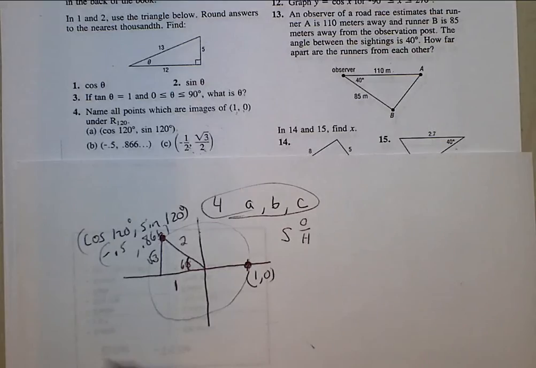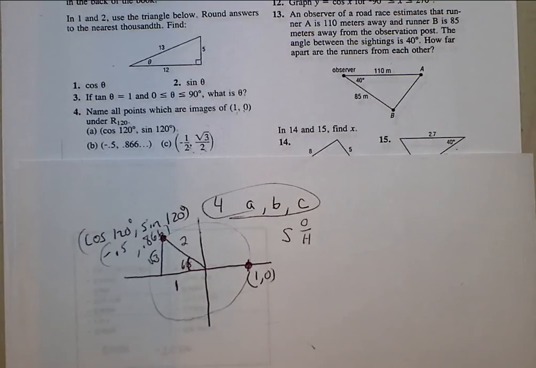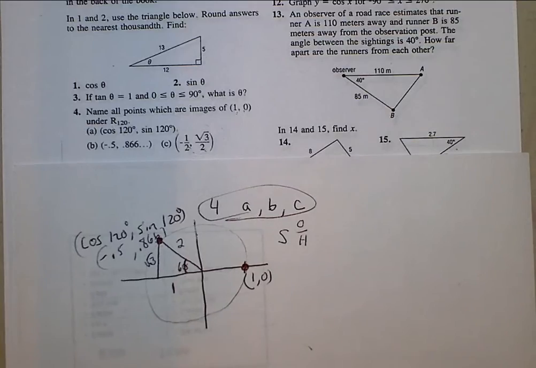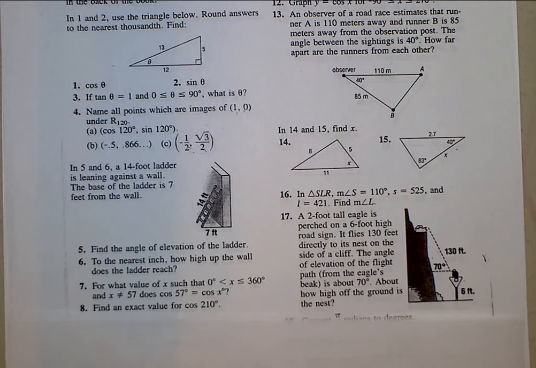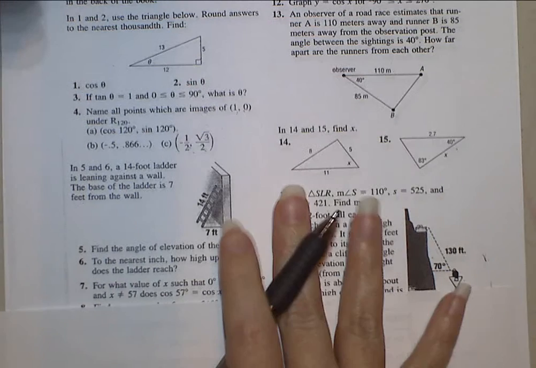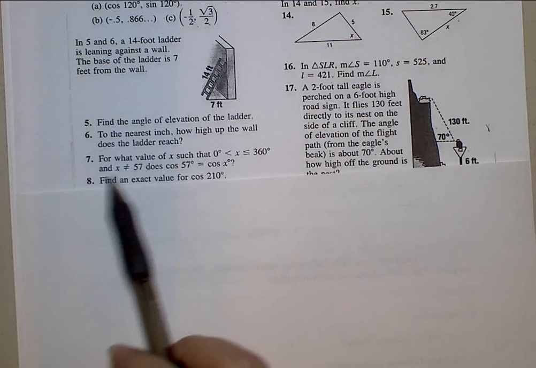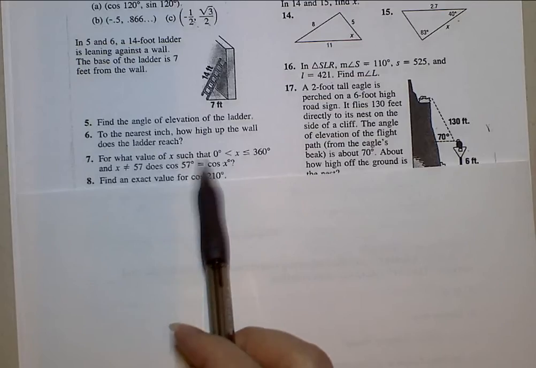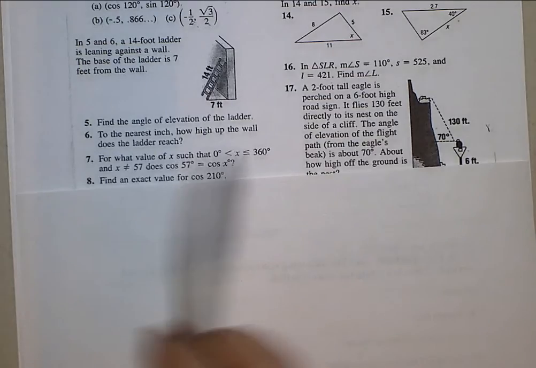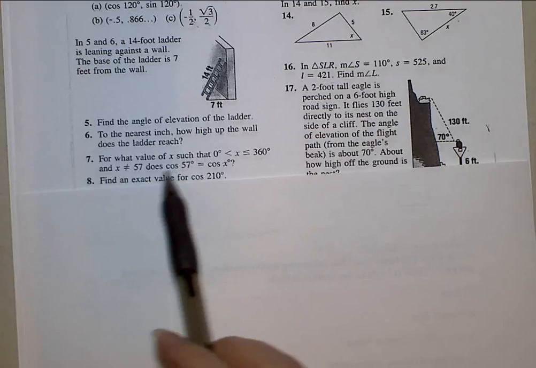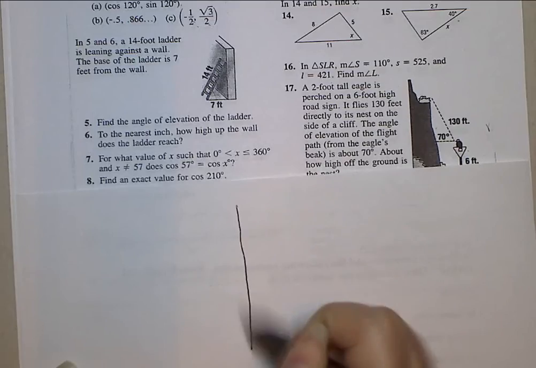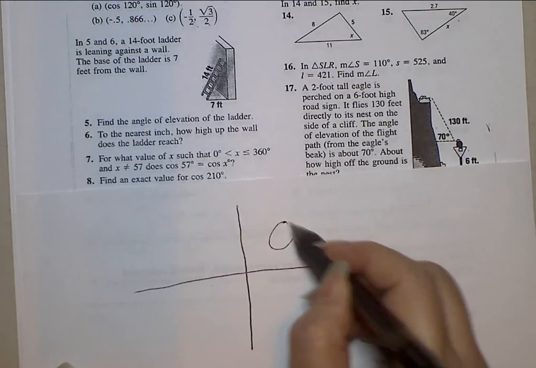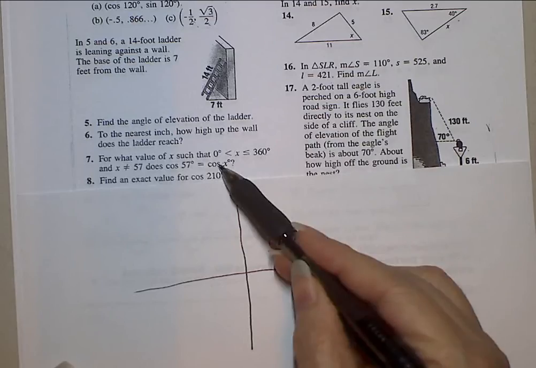Number 7 was the next one I was asked to do. Oops, that was 4. So now let's do number 7. Number 7 says, for what value of x, such that 0 is between 360 and x is not 57, does cosine of 57 equal cosine of x? It's really asking you, remember 57 is here, where else is cosine positive?